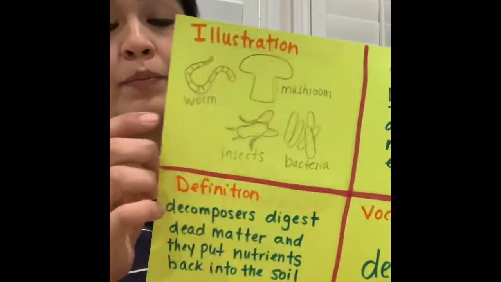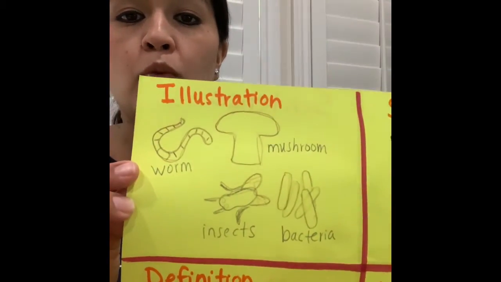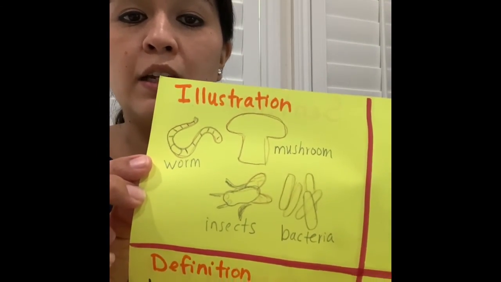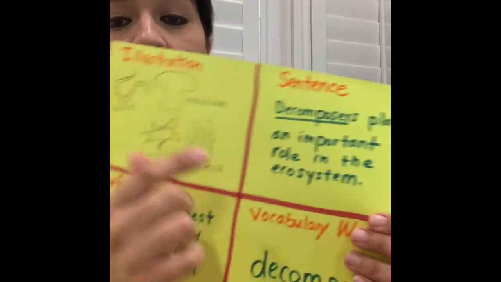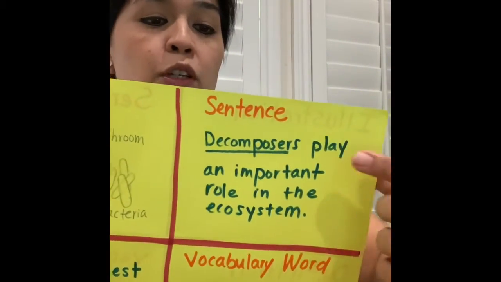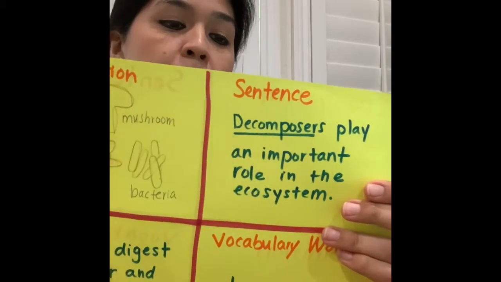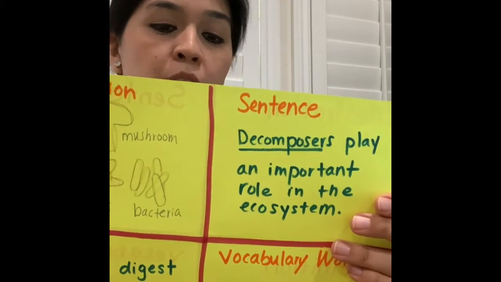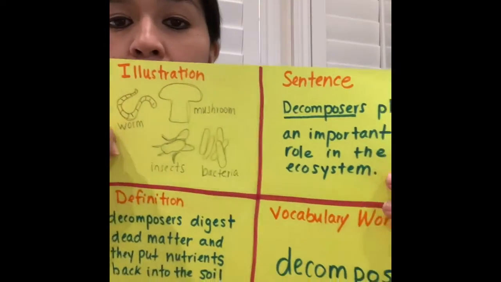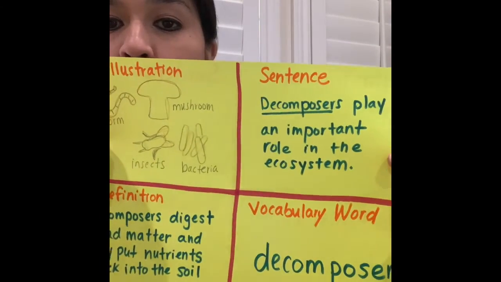So here's some examples of decomposers. We have worms, mushrooms, insects, bacteria. And then here's a sentence that we can use for decomposers. Decomposers play an important role in the ecosystem. So this is the activity that partners would be doing right now.